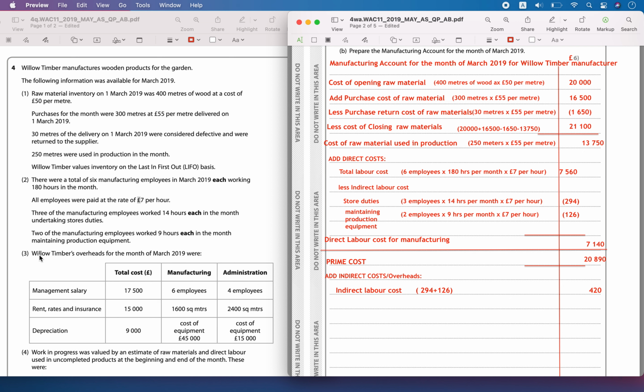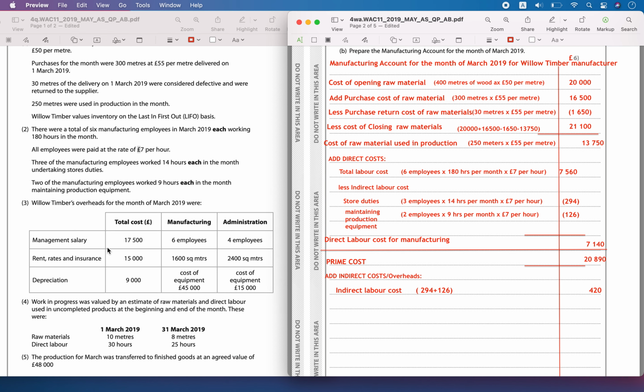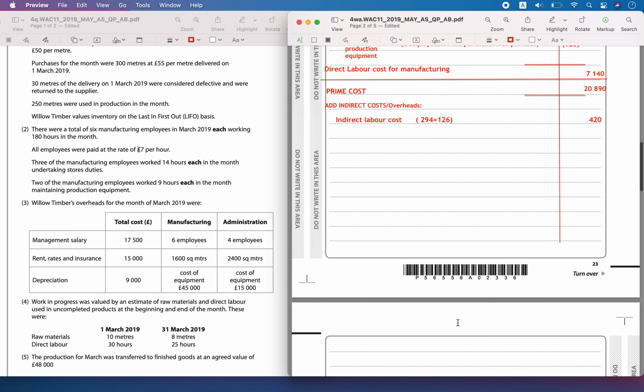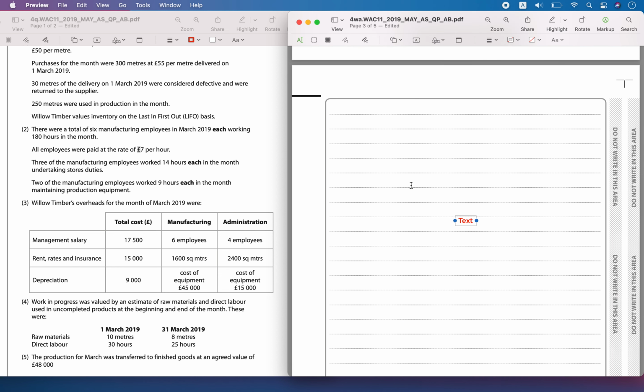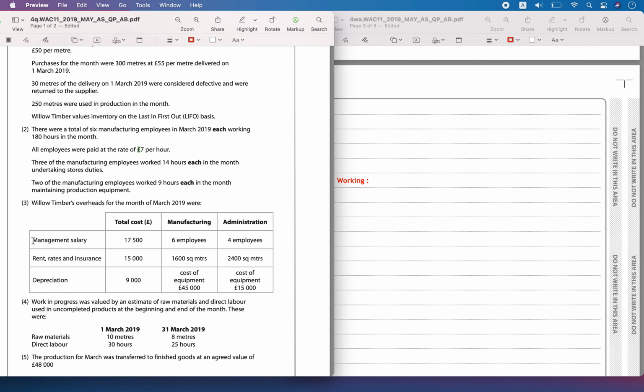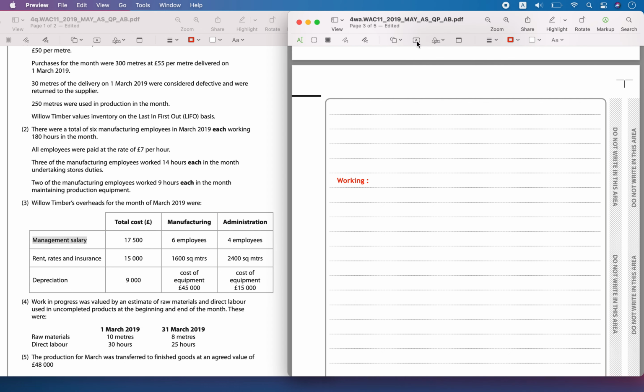Let's see what else is there. Willow's Timber overheads for the month of March 2019 were like this: management salary, rent and rates, insurance and depreciation. The total cost is shared between manufacturing and administration. Let's understand the ratio used for manufacturing and administration, and only the one used in manufacturing you will use here. First one is management salaries.